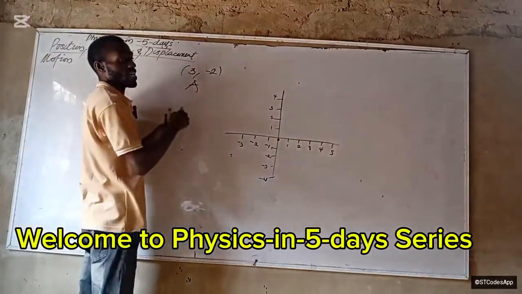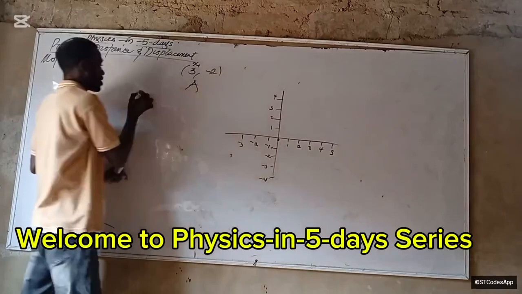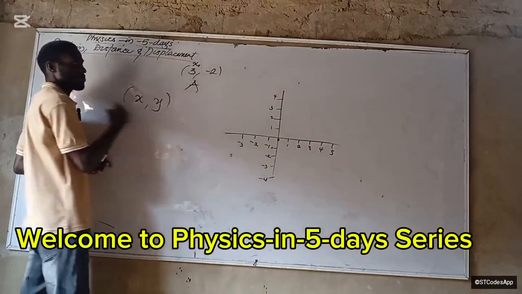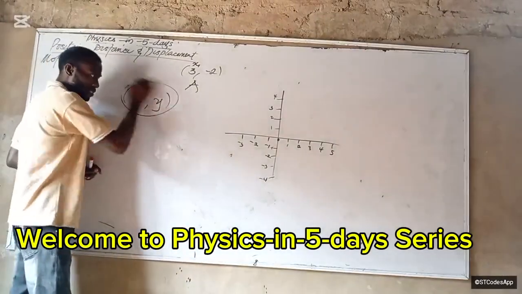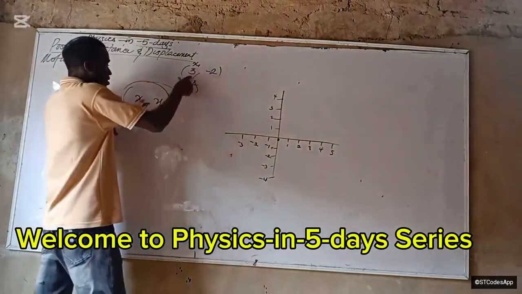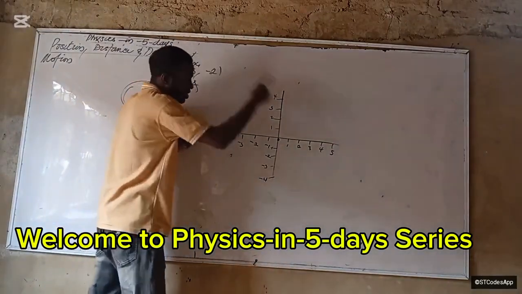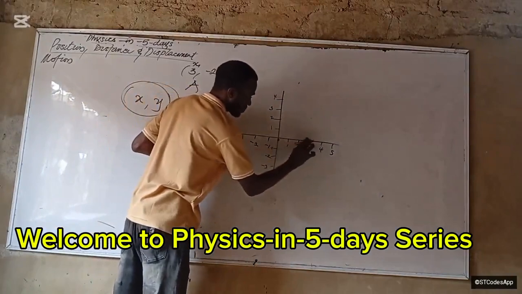So the first number here represents your x. It's written like this, x, y. Is that okay? So this is a point on the Cartesian plane. So your x is going to be 3. Your y is going to be what? -2. So your x will be 3. Let's go to 3. This is 3, right?